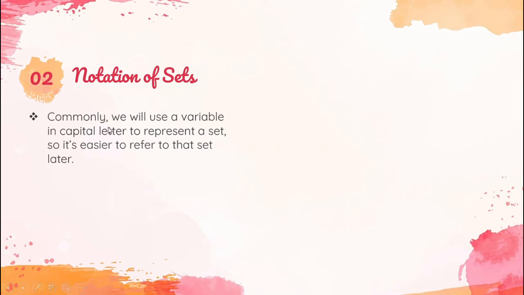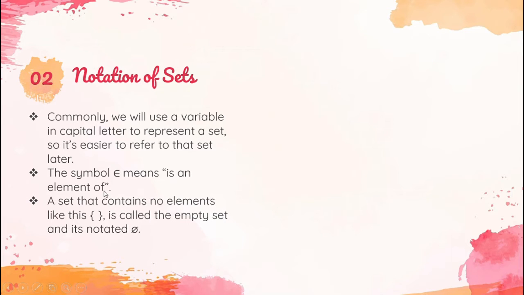we have notation of sets. Commonly, we will use a variable in capital letters to represent a set, so it is easier to refer to that set later. Second, the symbol ∈ means "is an element of". So, this is the symbol. Third, a set that contains no elements, like this empty brace, is called the empty set, and it's notated like this.